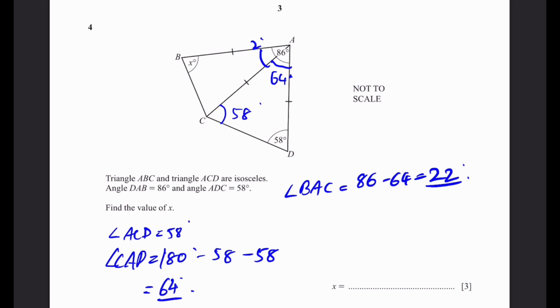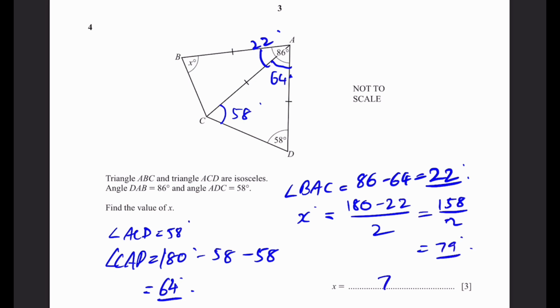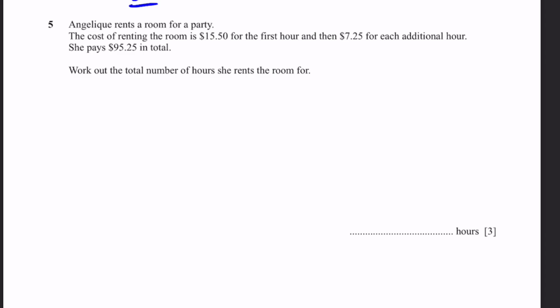I'll just label that. Now, x degrees will be equal to, two of these are equal because isosceles triangle, right? So 2 of this will be 180 minus this angle, 22 degrees. So x will be 180 minus 22 divided by 2, which is equal to 158 by 2, and that will be equal to 79 degrees. That's the answer.